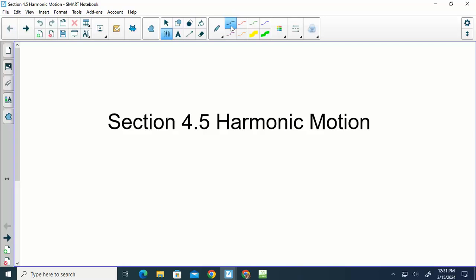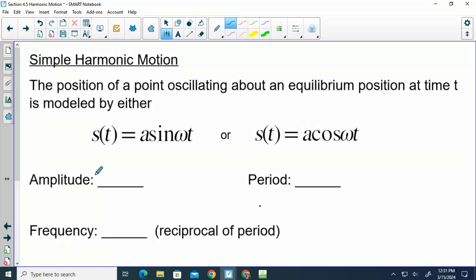We are going to focus on what's called simple harmonic motion, just the very basic part of it. We are talking about the position of a point oscillating around an equilibrium position, so it's going above and below some central point, which is what sine and cosine both do. It can be modeled with either a sine or a cosine function. It's all the same as what we have been doing, but when they switch to harmonic motion, instead of a b and an x, they put an omega and t for time. The amplitude is still your coefficient, so your amplitude is a.